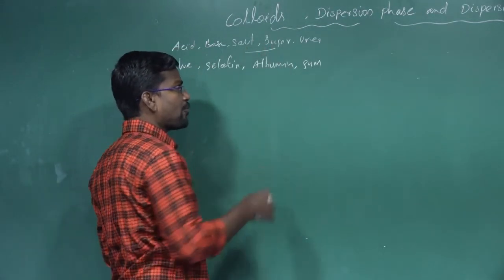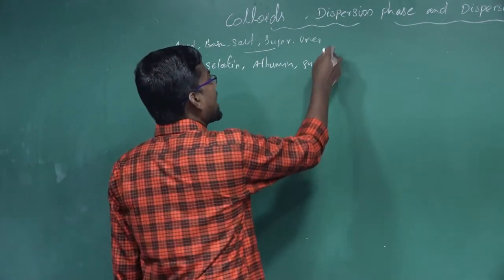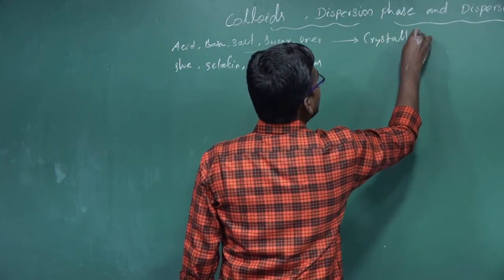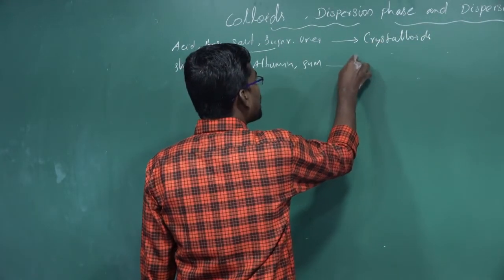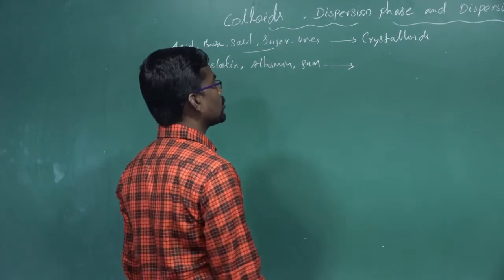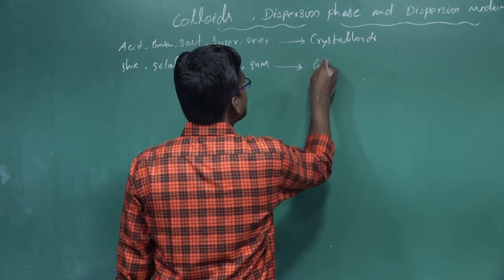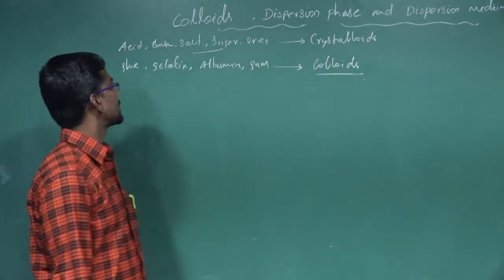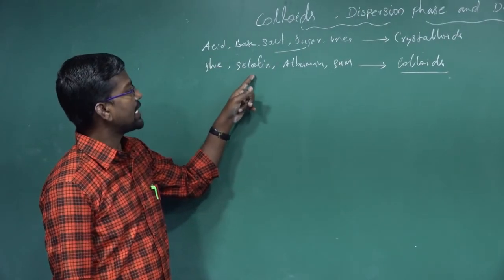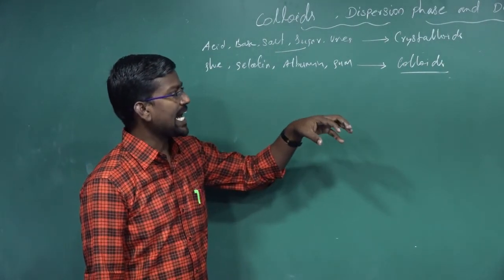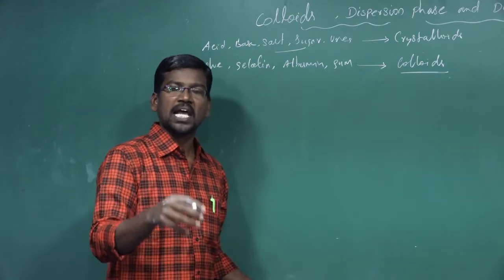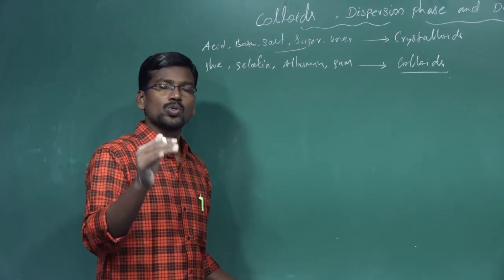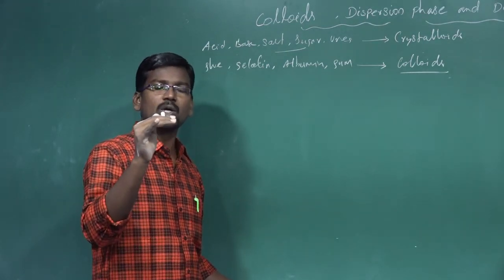The substances with a faster rate of diffusion are otherwise called crystalloid substances. The substances with a very slow rate of diffusion are otherwise called colloid substances. What substances? Glue, gelatin, albumin, gum have a slow rate of diffusion on the parchment membrane and on the cellophane sheet.